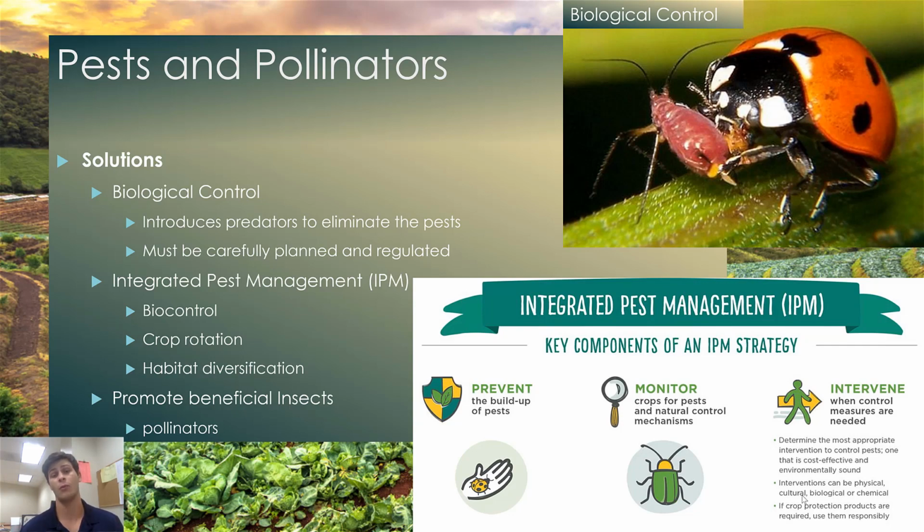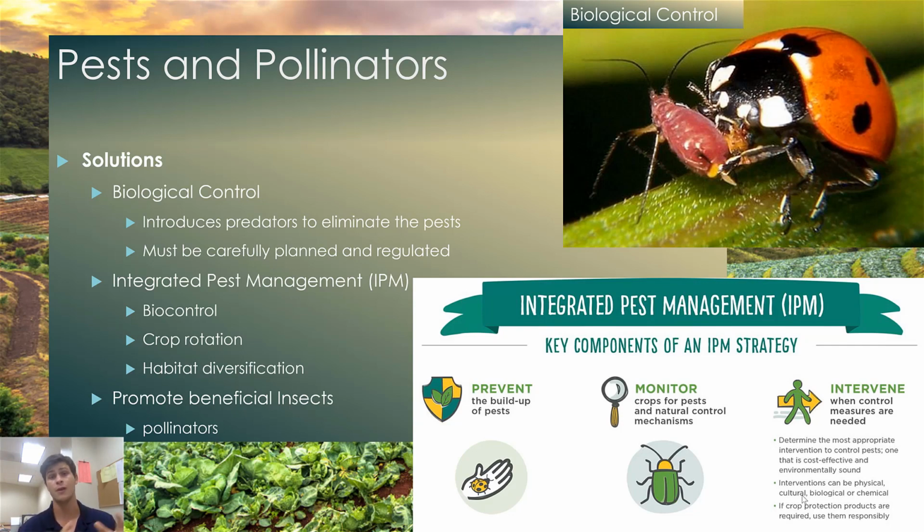Now, the next thing that I want you guys to consider is something called integrated pest management. And this is really when we get into the nuts and bolts of sustainable agriculture. In integrated pest management, we use a combination of biological control, those predators, as well as things like crop rotation and habitat diversification in order to minimize our pest organisms. Again, by promoting habitat around our farms, we promote habitat for the local predators that like to eat the pests that we're trying to control.